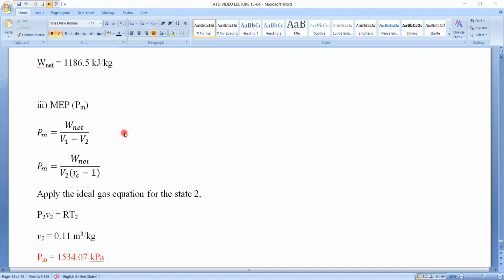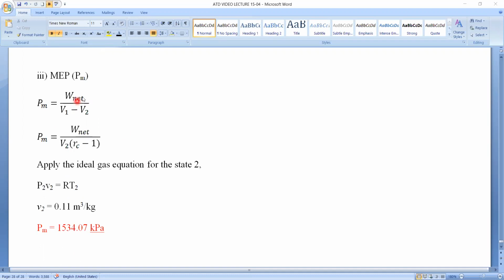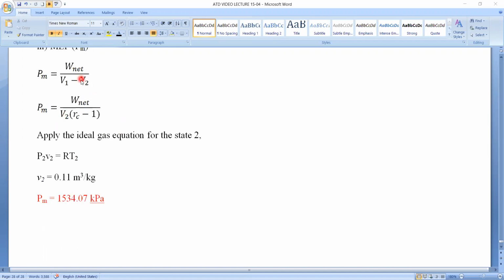Now let's go ahead. The last bit, we need to get the value of mean effective pressure. So PM equals W net by V1 minus V2. Just take V2 outside the bracket. You will get V1 by V2 inside the bracket, minus 1 as it is. I hope this is clear.